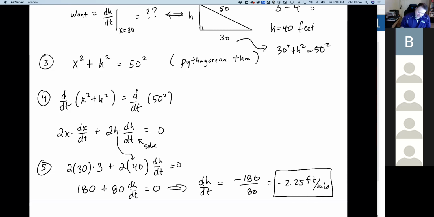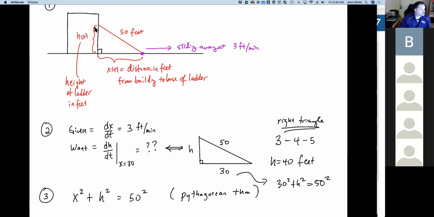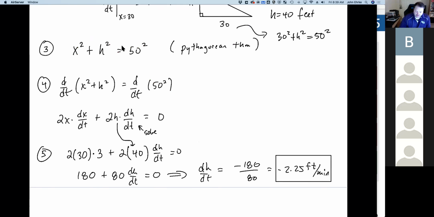Okay, let's think about our answer. Does our answer make sense? Should the height be decreasing here? I mean, the ladder's going down the wall. Since the ladder's going down the wall, the distance h, this distance here, should be closing down, right? As this base slides away, the top of the ladder comes down, so the height should be decreasing.